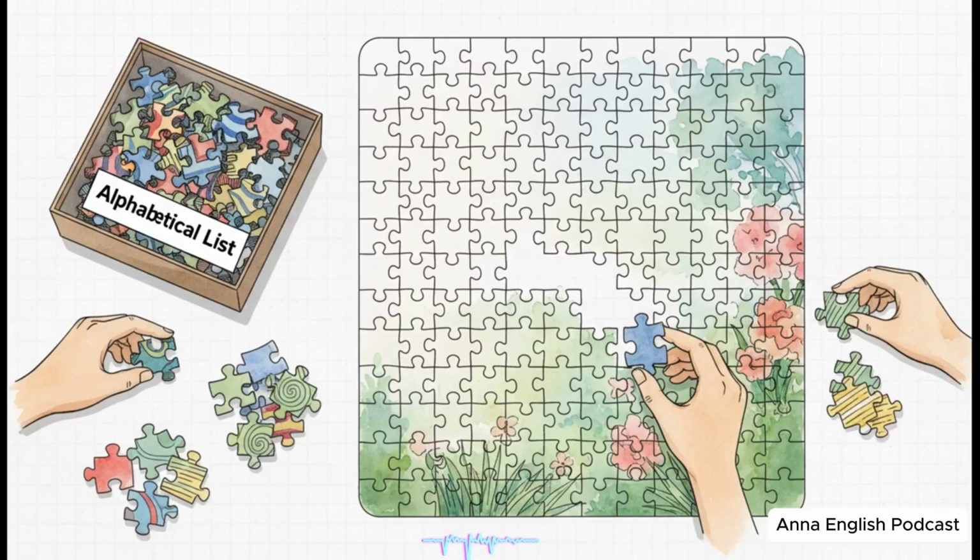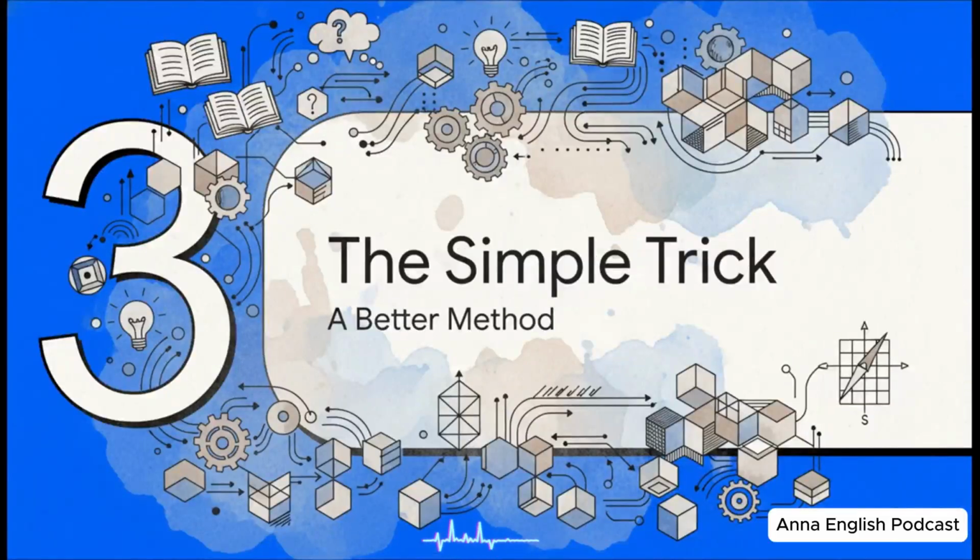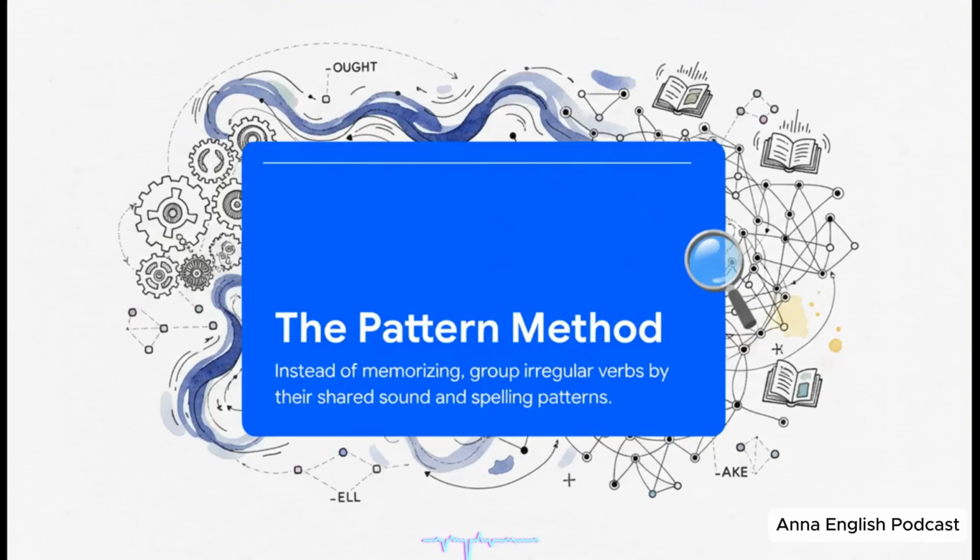It's like trying to solve a jigsaw puzzle by staring at all the pieces jumbled in the box instead of finding all the edge pieces first. And that brings us to the simple trick. The secret to finally learning these verbs isn't about having a better memory. It's about using a better method. So here it is. This is the big idea. Stop trying to memorize. Start organizing. You group the verbs together based on the patterns they share, how they sound, and how they're spelled. When you do this, you're not learning 200 separate words anymore. You're just learning a handful of simple, easy-to-remember patterns.